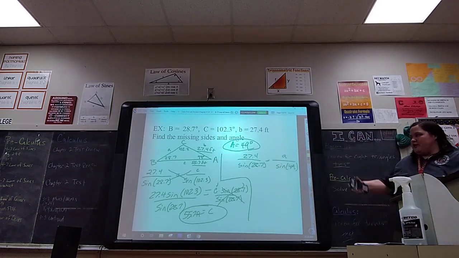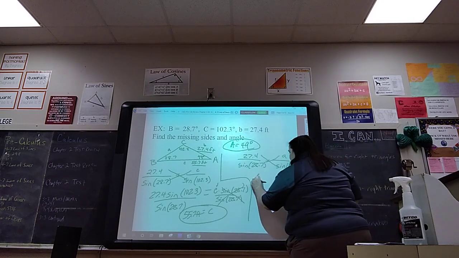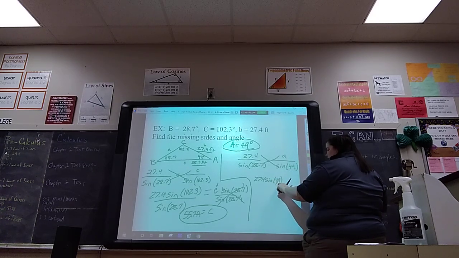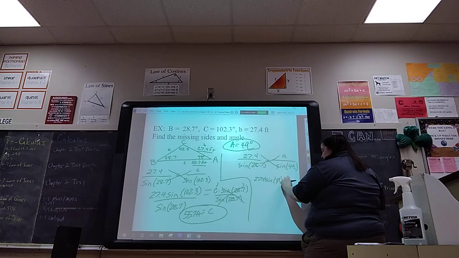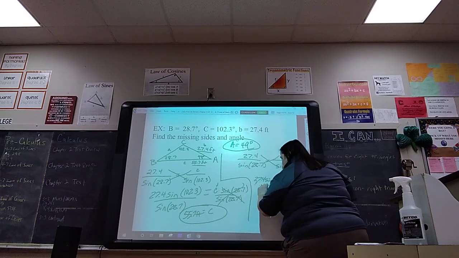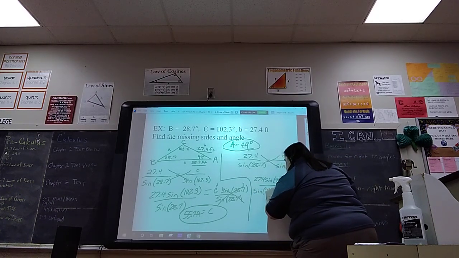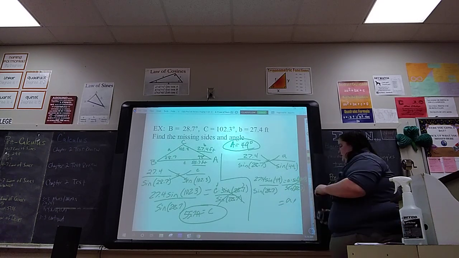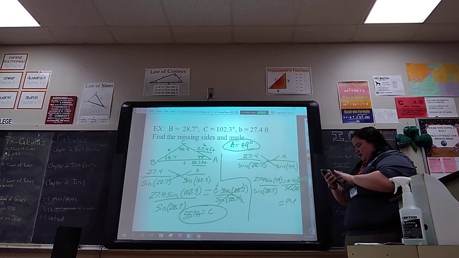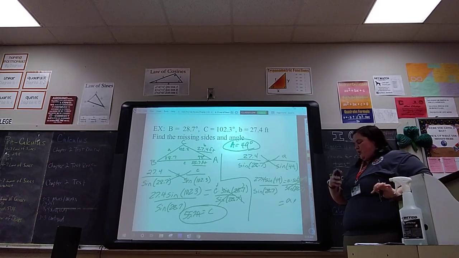Once you set up your law of sines, we're going to cross multiply. So we'll take 27.4 times the sine of 49. Really that's the only thing that changes: instead of sine of 102.3, now it's sine of 49. And it's going to be A times sine of 28.7. Then divide by sine of 28.7. And then that'll be 27.4 sine of 49 divided by sine of 28.7, so it's 43.1.